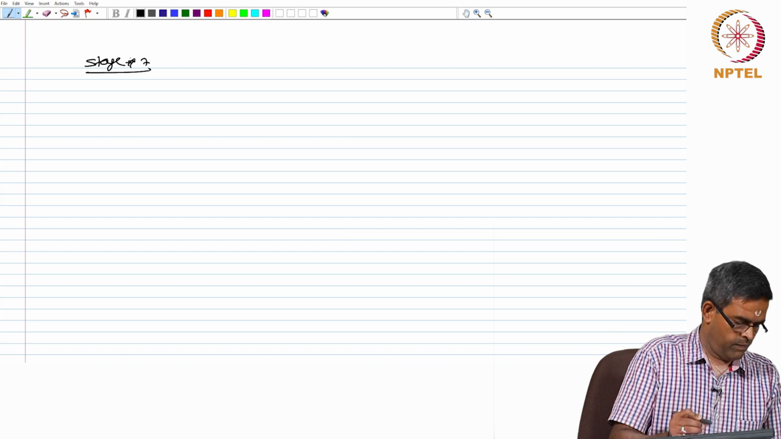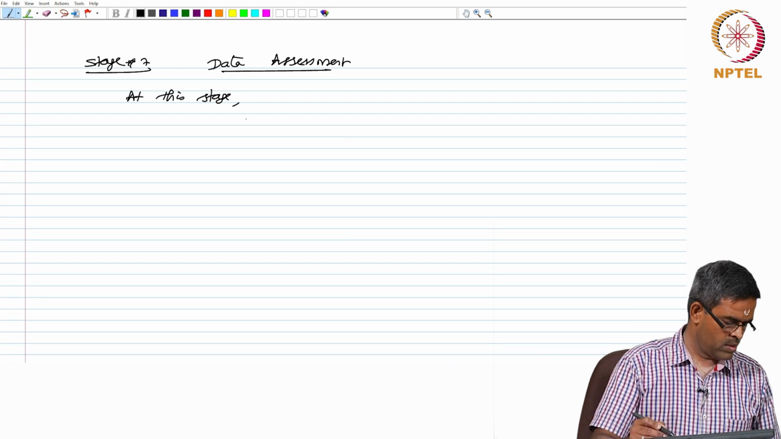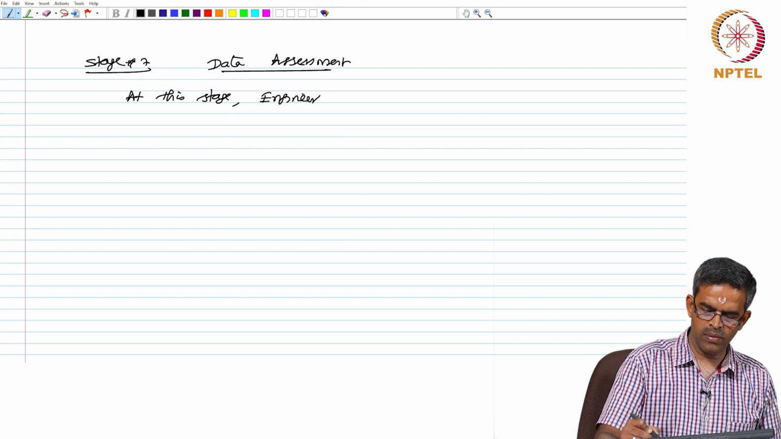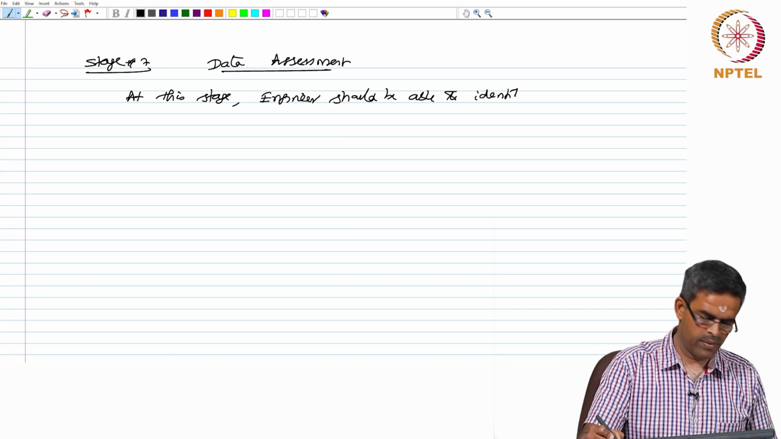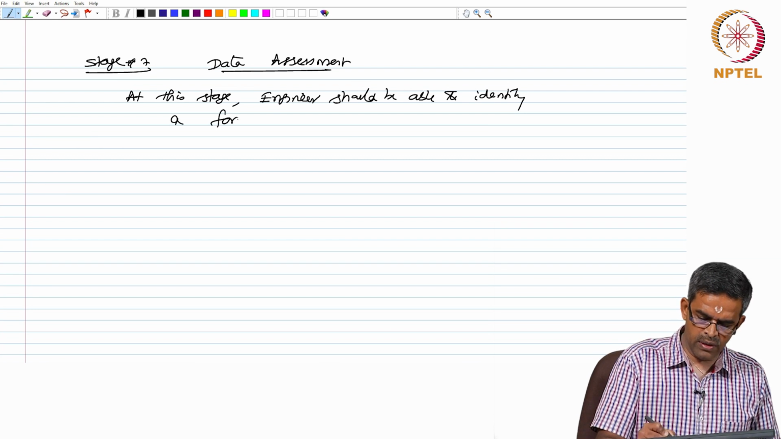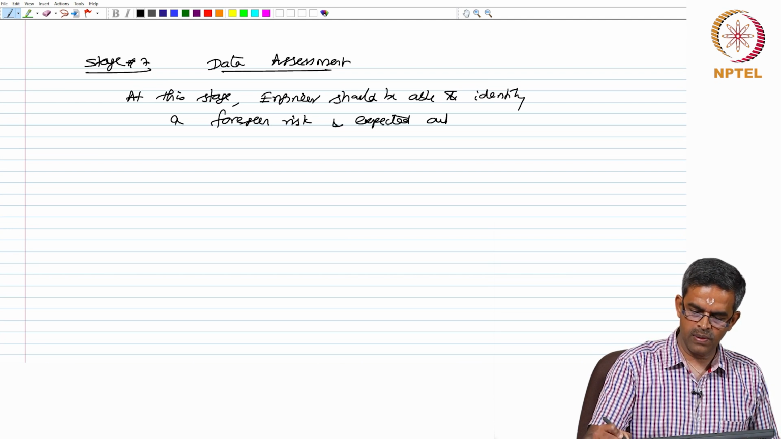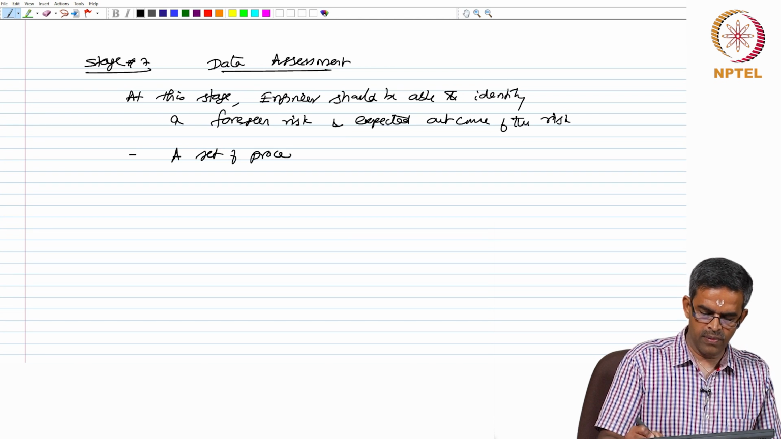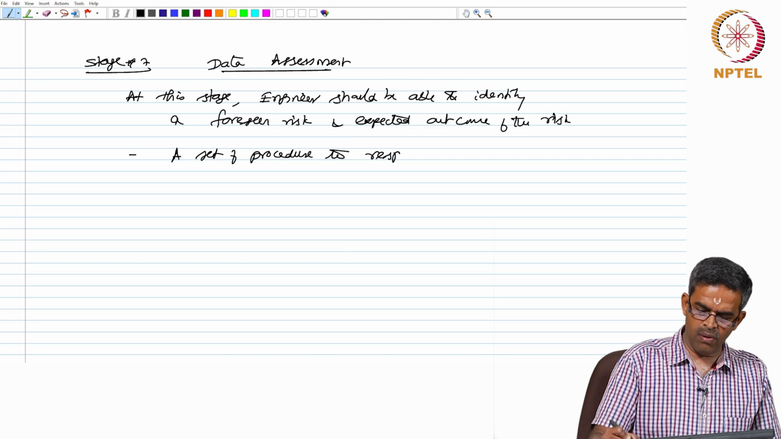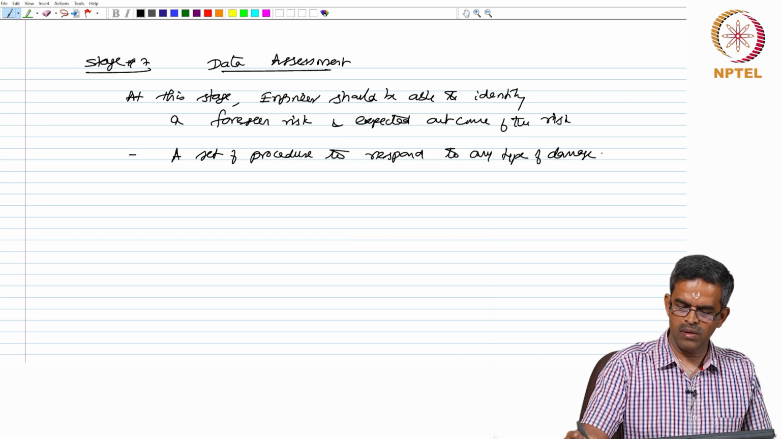The last could be stage 7, which is essentially data assessment. The engineer should be able to identify a foreseen risk and expected outcome of the risk. A set of procedures to respond to any type of damage is to be created.